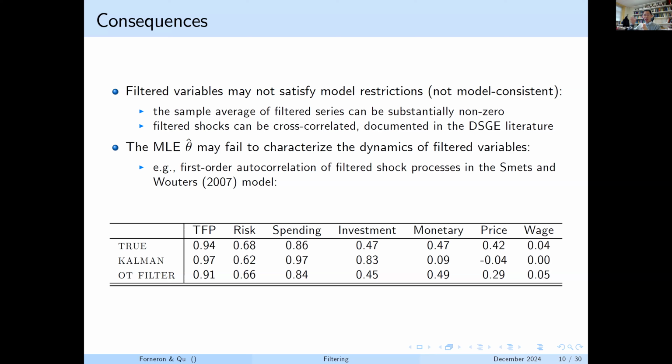the model has 7 shocks. The first 5 of them are AR1 shocks. The remaining 2 of them are ARMA(1,1) shocks. So they are all serially correlated in some way. In the table, I have 7 columns corresponding to the 7 shocks. I have 3 rows that correspond to different estimates, I would say.